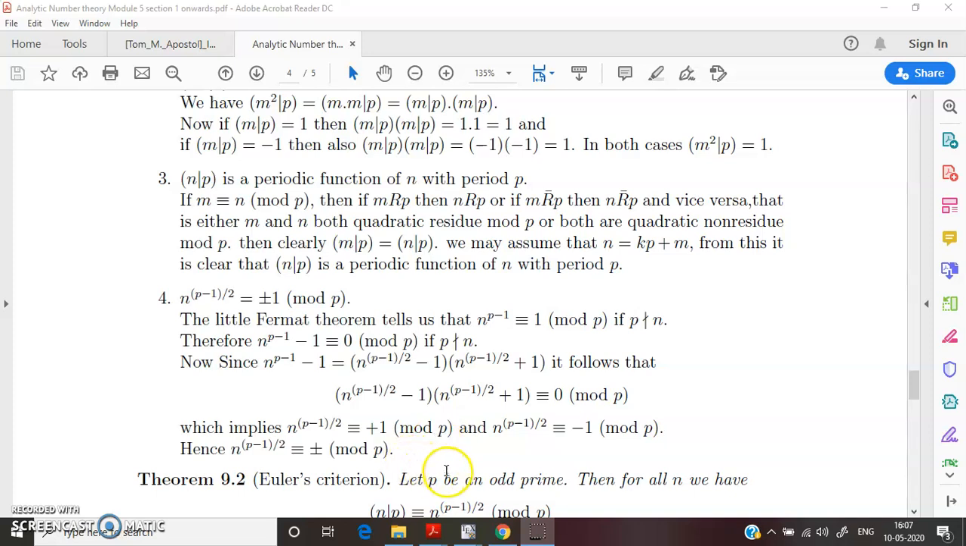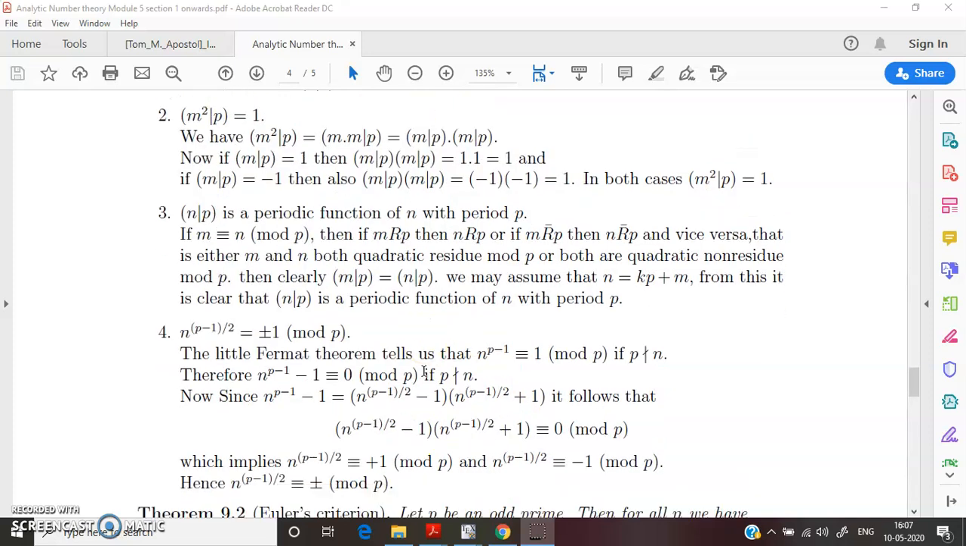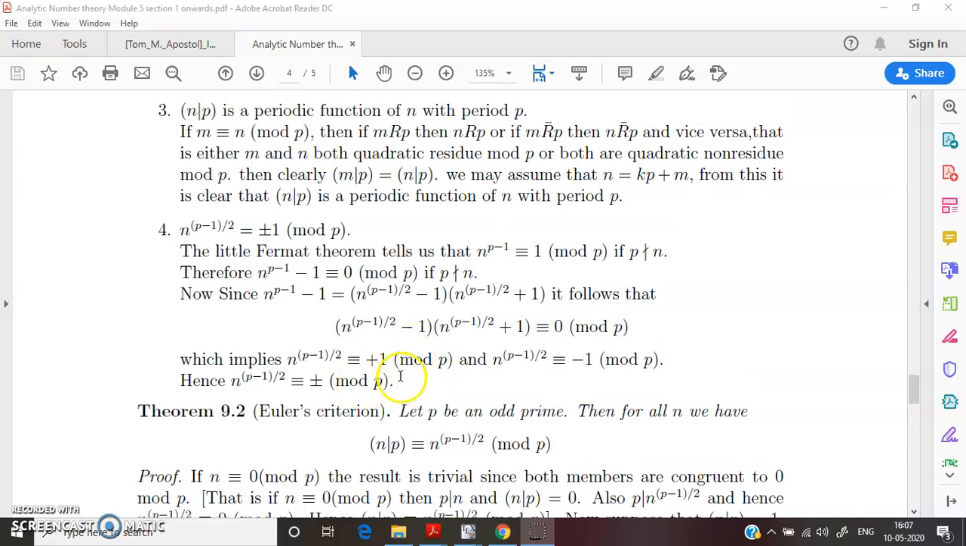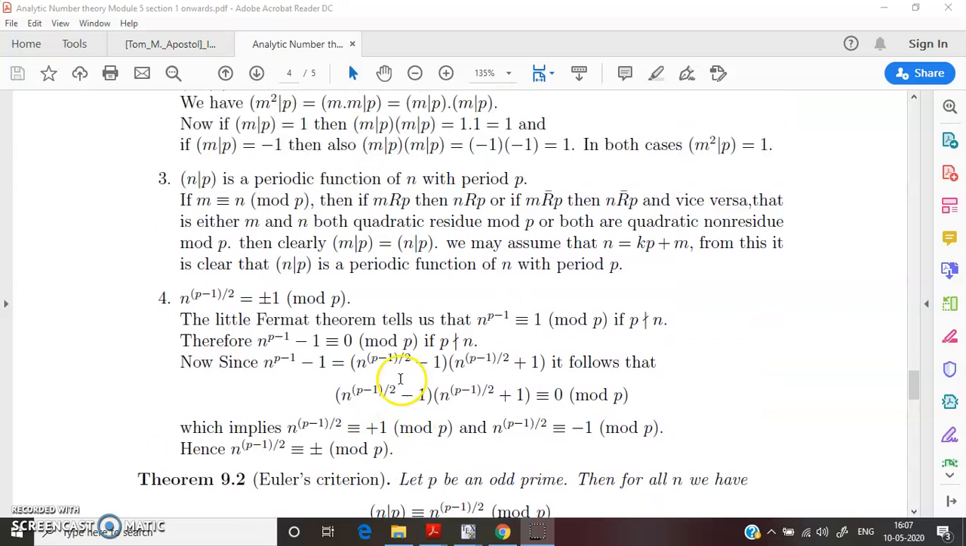I hope you have understood these properties very clearly, and next we will be discussing a theorem that we will be discussing in the next video.